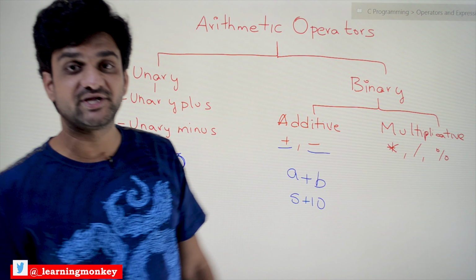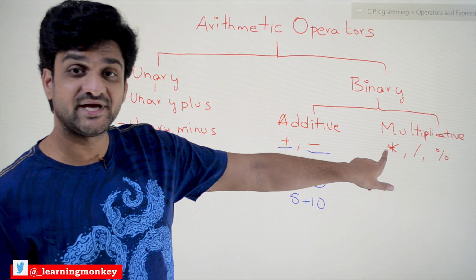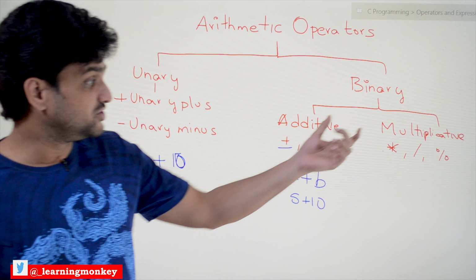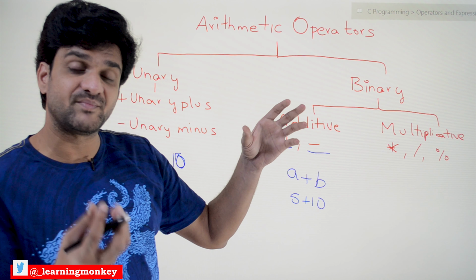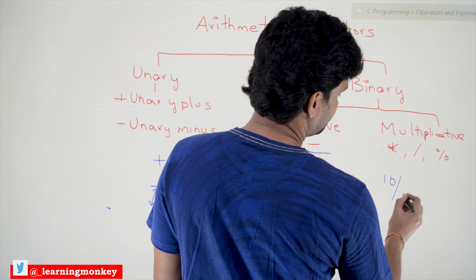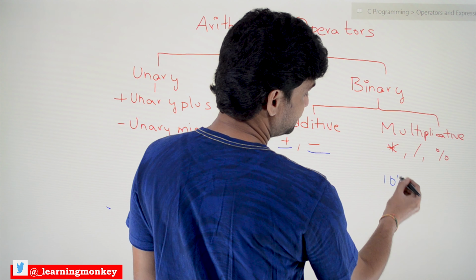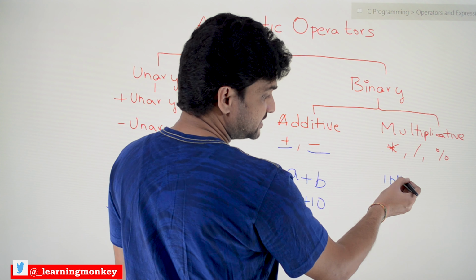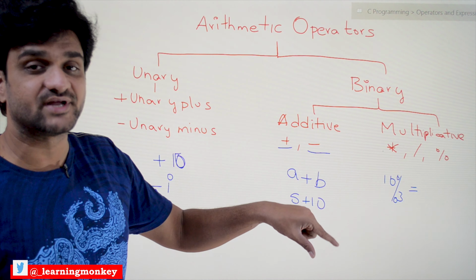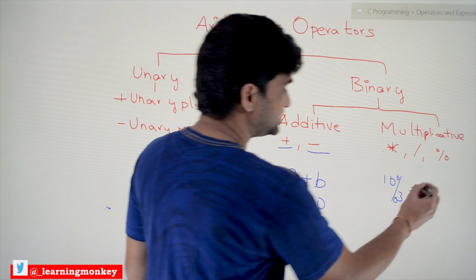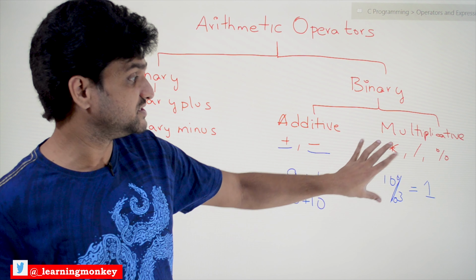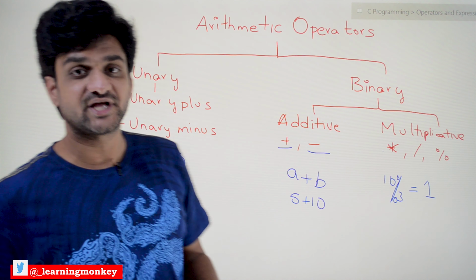Similarly, in the multiplicative arithmetic operators, we have the multiplication symbol, then division, and modulus division. With modulus division, we get the remainder of the division. For example, let's take 10 by 3. 10 mod 3 is modulus division, meaning the remainder after dividing 10 by 3, so the remainder is going to be 1. That is the value produced by the modulus division, for which the percentage symbol is used. These are the different types of arithmetic operators.